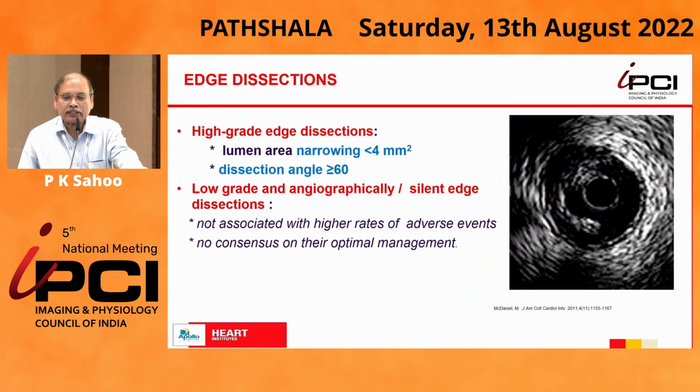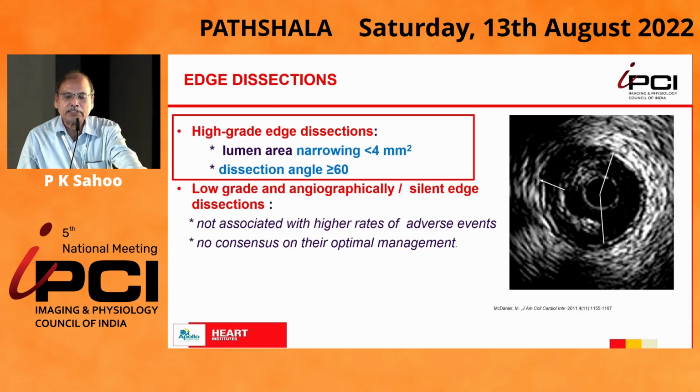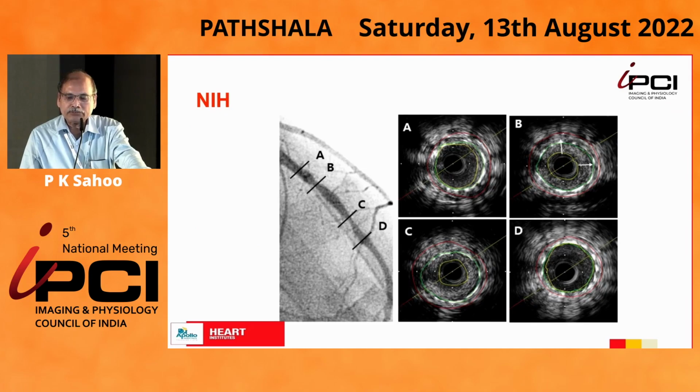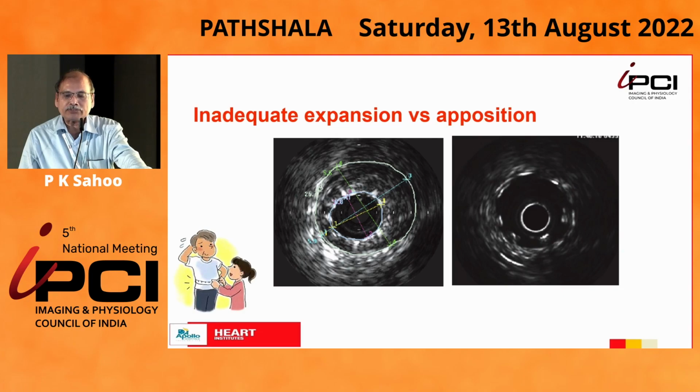Edge dissections have to be recognized, especially high-grade dissections, where the narrowing is more than 4 or the dissection angle is more than 60. Here in this case, for example, you see a very wide edge dissection and the depth is quite significant. But silent edge dissections do not cause much of a problem. Neointimal hyperplasia can take place and there can be stent failure, mainly in the long run due to malapposition or underexpansion. Stent fracture is seen especially in long stents or multiple stents, where you cannot see the stent in certain images, and that gives us an idea on IVUS about stent fracture.